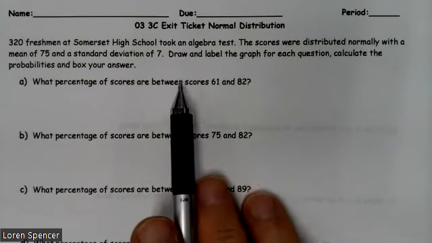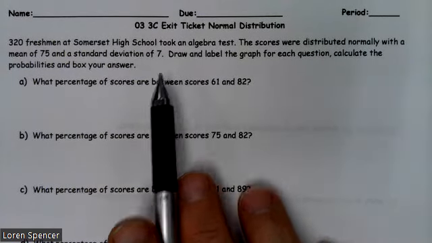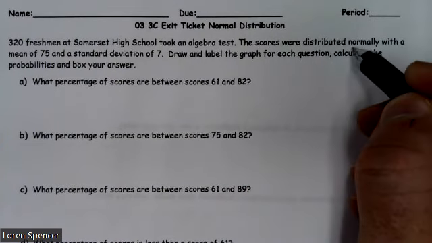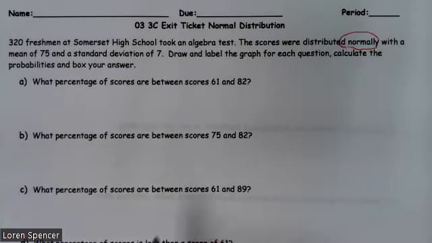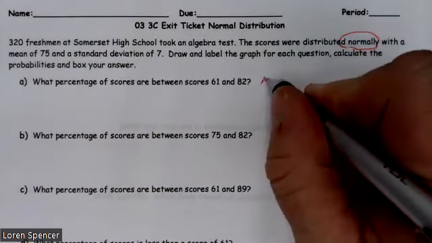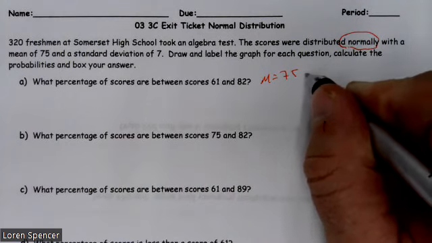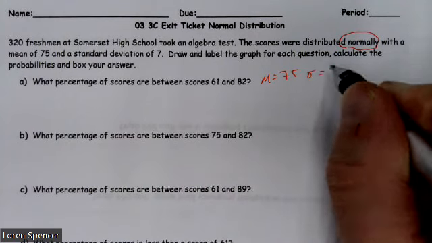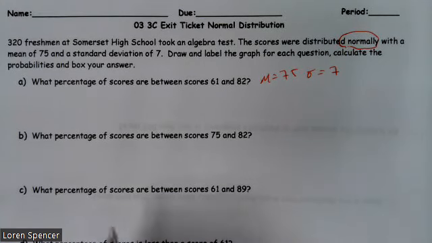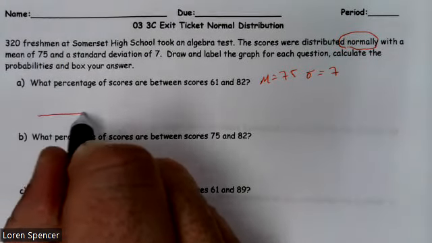So here we have 320 freshmen at Somerset High School who took an algebra test. The scores were distributed normally. That tells me we get to use a normal with a mean of 75 and a standard deviation of 7. So mean is 75, standard deviation is 7. What percentage of the scores are between 61 and 82?